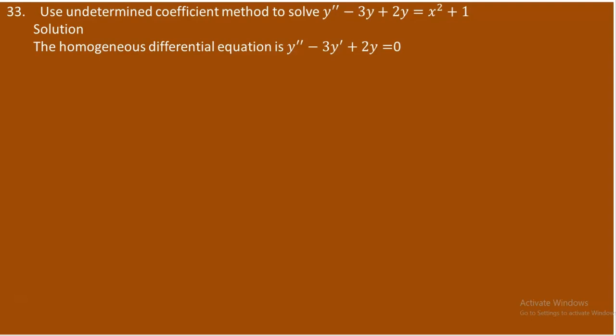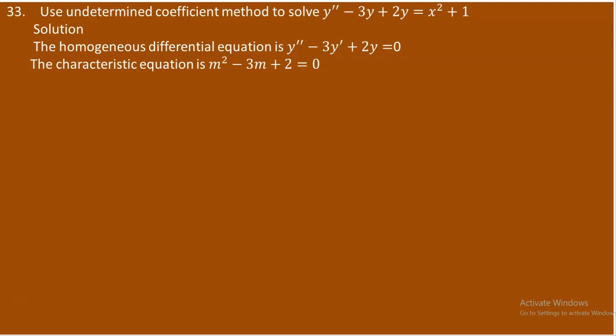So the homogeneous differential equation is going to be y second prime minus 3y prime plus 2y is equal to 0. So as usual, we need to determine the characteristic equation for this one. The characteristic equation is going to be m squared minus 3m plus 2 equals 0. Now this is a quadratic equation, so we need to determine the solution for this by using factorization or quadratic formula, and this can be obtained as follows.